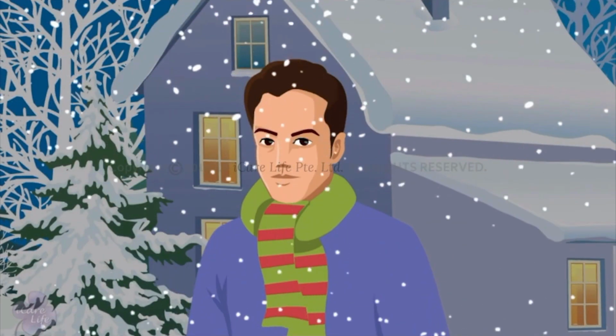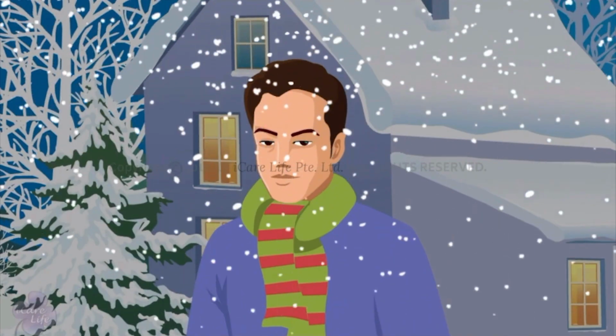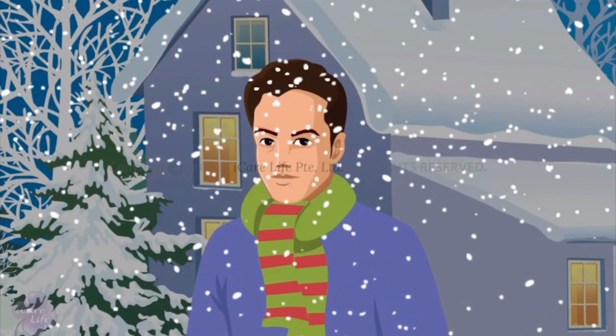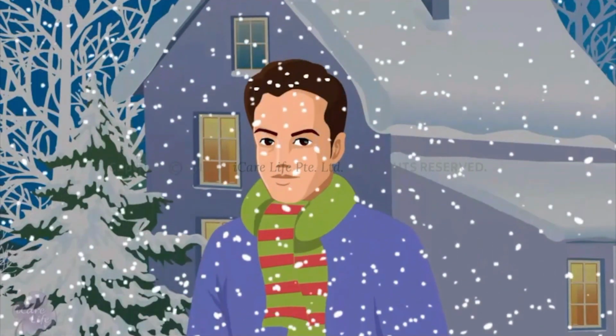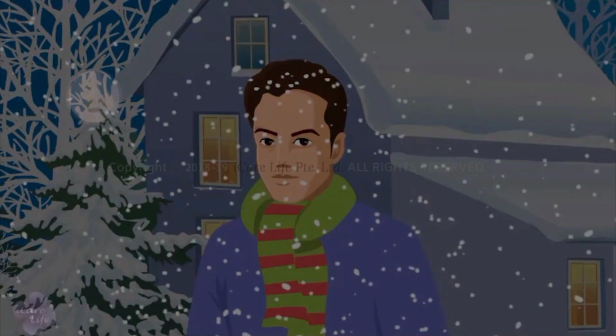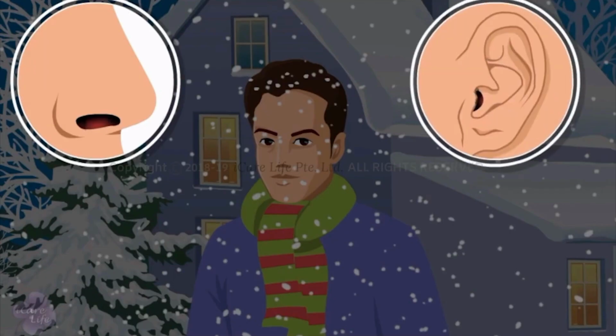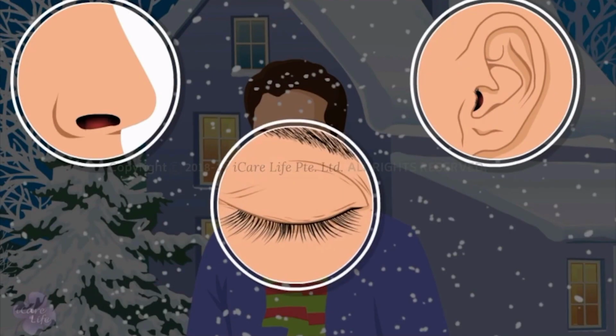Let us take a look at the functions and structure of hair. Hair protects the skin and keeps it warm by preserving heat. The hair in the nose and around the ears and eyes protect them from dust and other particles.